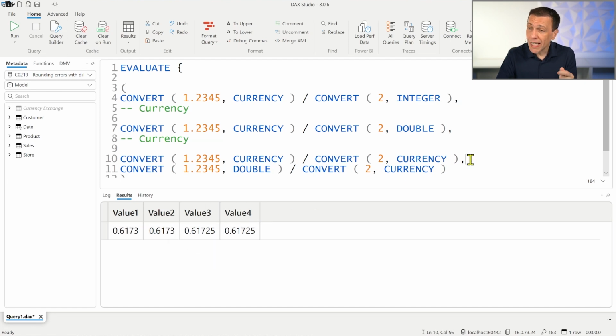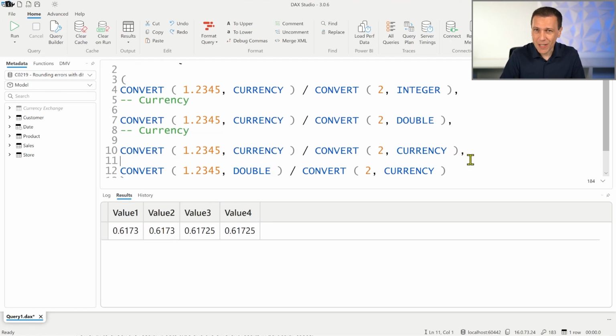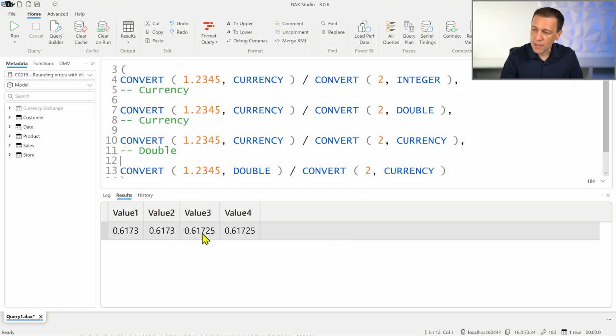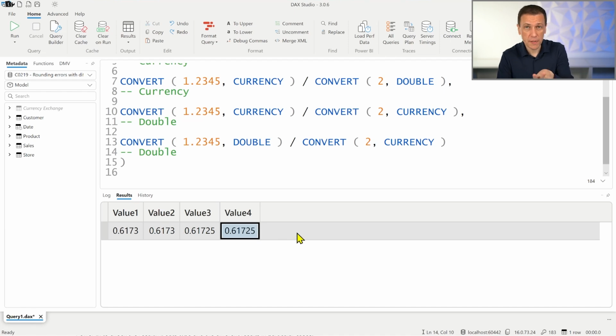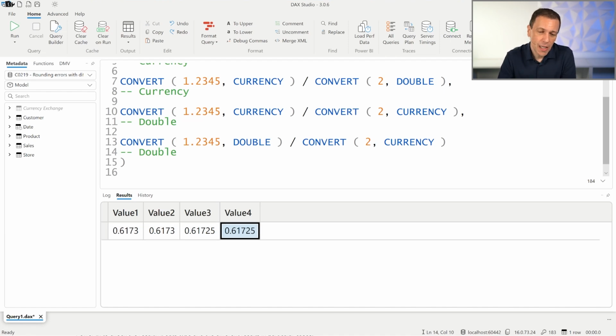What happens if we divide a currency by a currency? Well, in this case, the result is a double, a floating point. And this is the case where we have the result 0.61725. And what happens if we divide a double by a currency? We didn't introduce the double so far, but when the currency is at the denominator but the double is at the numerator, the result is still a double. So in this case, the result didn't lose any precision, again, because we have less than 15 digits in the number that we obtain as a result.